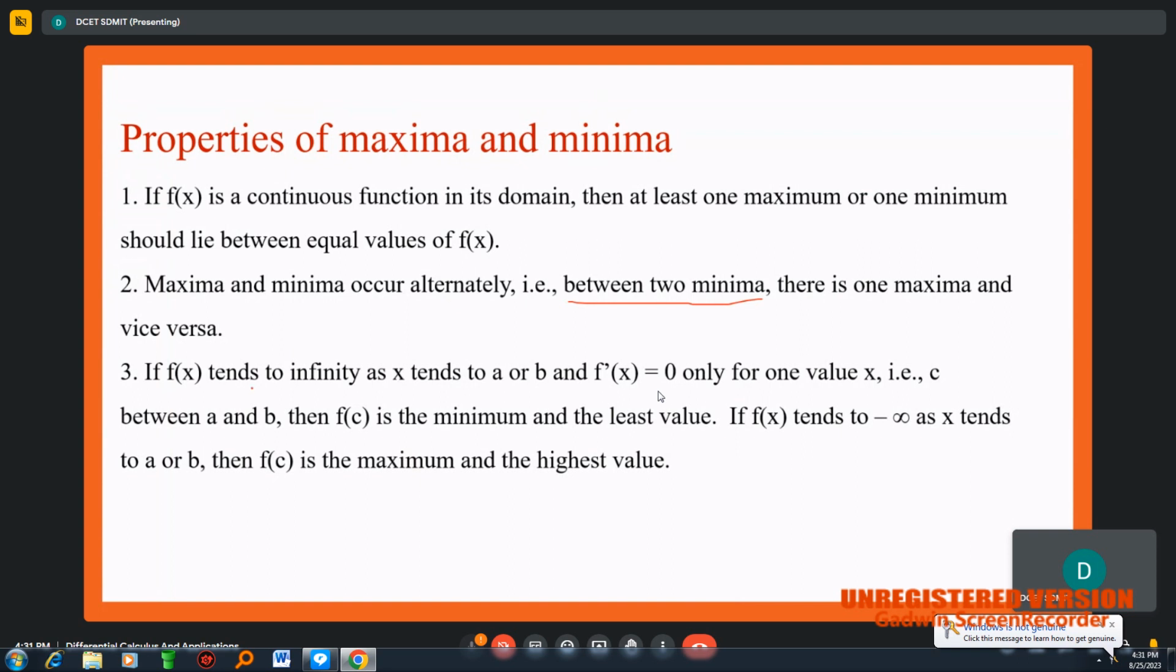If f of x tends to infinity as x tends to a or b, and f dash of x is 0 only for one value x, that is between a and b, then f of c is the minimum and the least value. If f of x tends to minus infinity as x tends to a or b, then f of c is the maximum and the highest value.